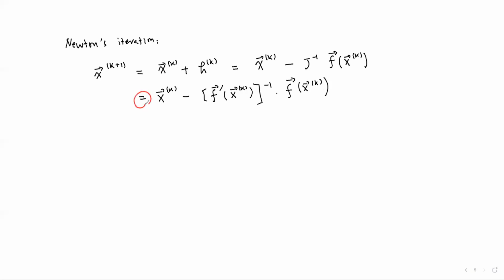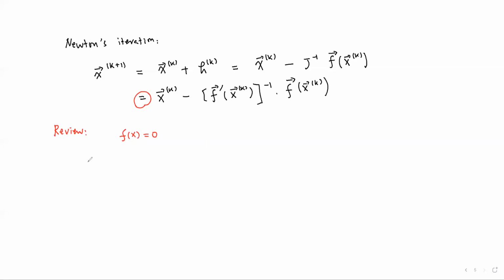This equation is called Newton's method for a general system of nonlinear equations. Compared to the scalar value case, let's review. When we solve a scalar value equation, the function value is scalar, and the independent variable x is scalar.